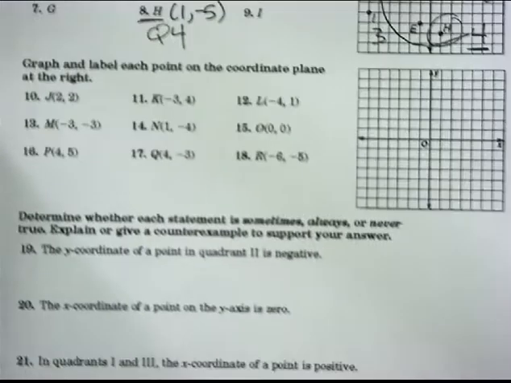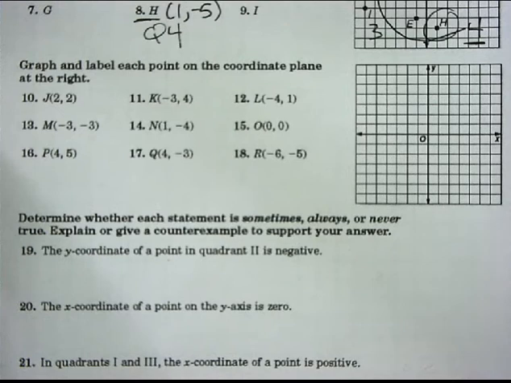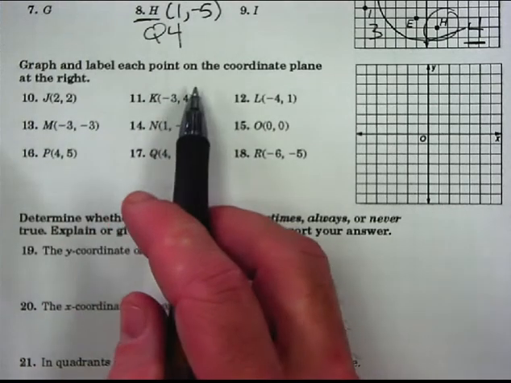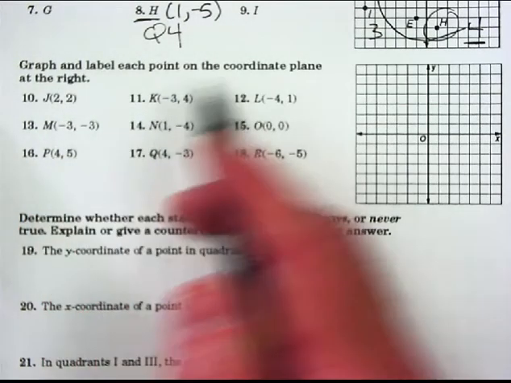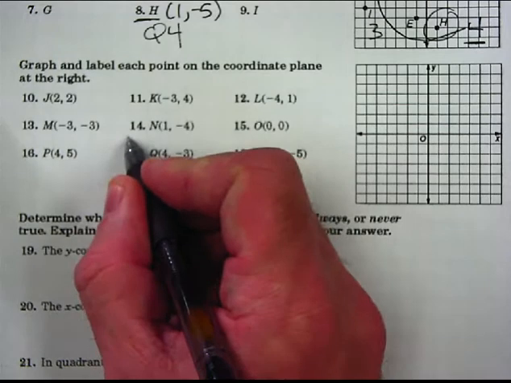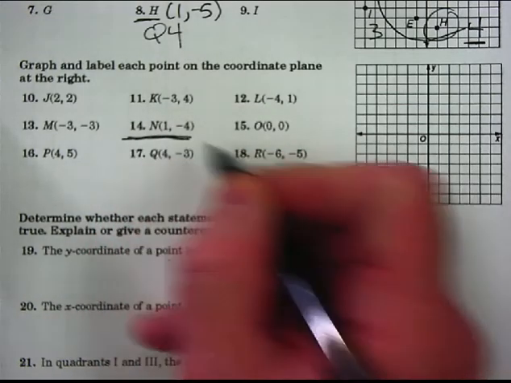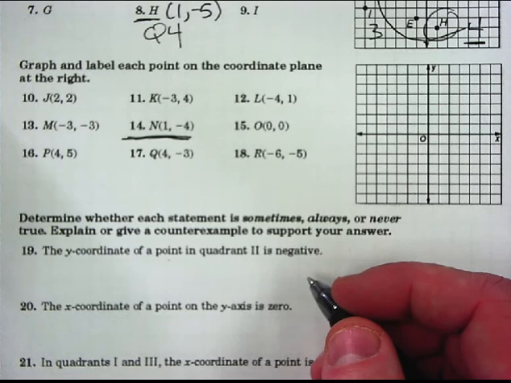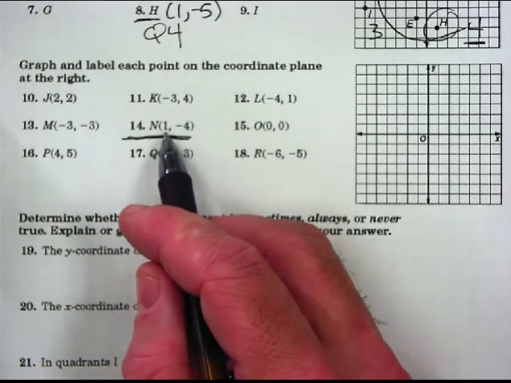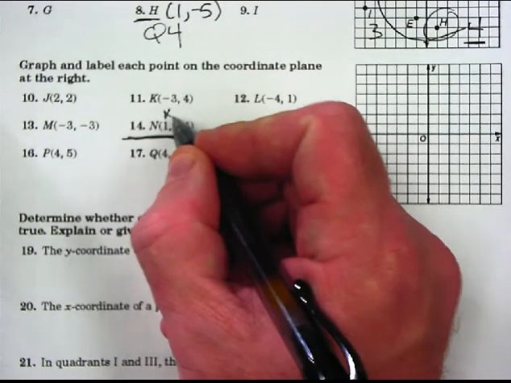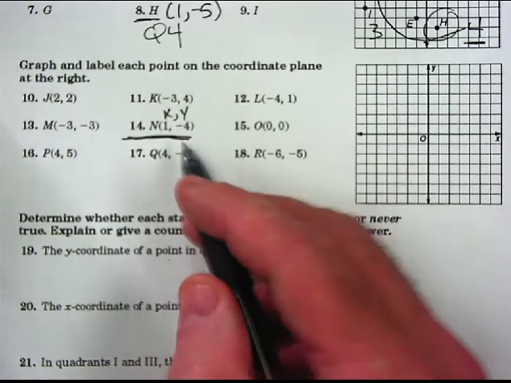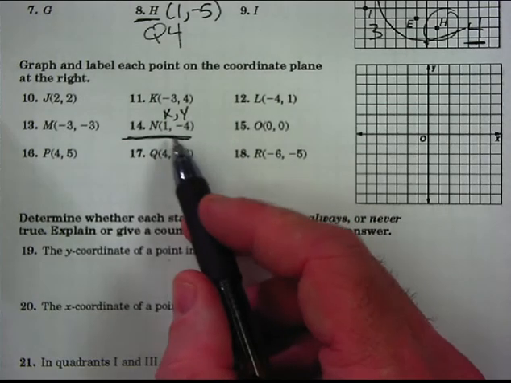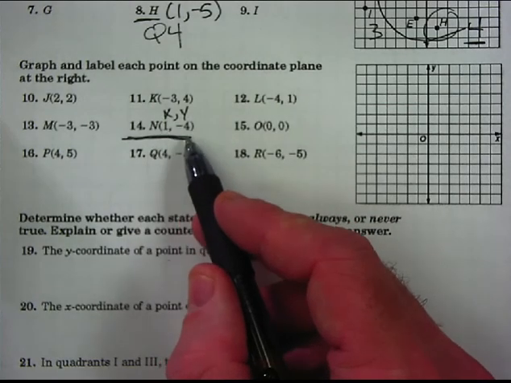Let's look at one of these other problems. Graph and label each point on the coordinate plane at the right. So let's pick number 14. Point N is located at 1, comma, negative 4. So I know my X coordinate is first because X comes before Y in the alphabet, and X comes before Y in the ordered pair. So my X coordinate is positive 1, my Y coordinate is negative 4.